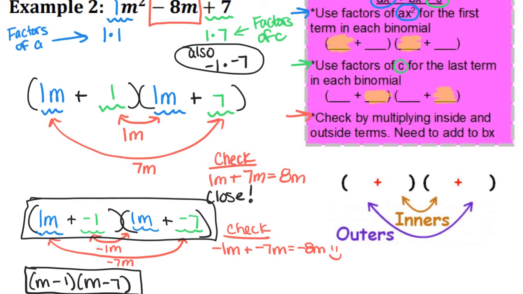Because we are using negative factors of c, you could also write your answer instead of m plus a negative 1. You could write it as m minus 1 and m minus 7, as I have at the bottom of the screen. Okay, I have one more example here, so let's take a look at the final trinomial example.